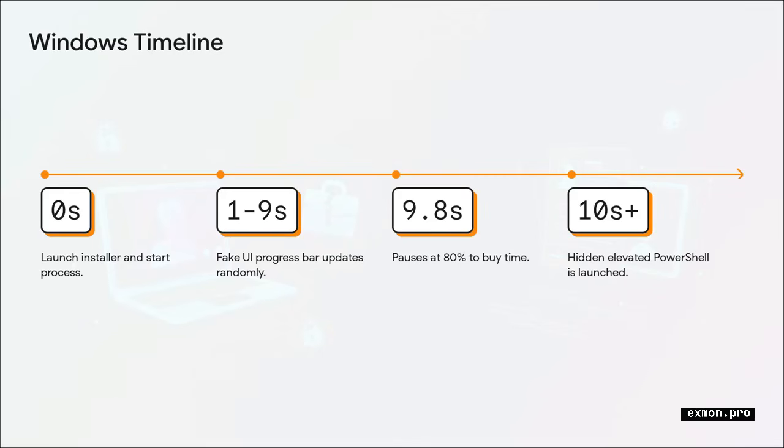Switching over to the Windows side, the playbook completely changes. It creates a fake loading bar that mechanically displays messages like verifying local files. But here is the brilliantly malicious trick. It intentionally pauses at 80%. Why? Because that buys the malware exactly 9.8 seconds to secretly launch an updater in the background with elevated privileges, all while you're just sitting there patiently waiting for it to finish.